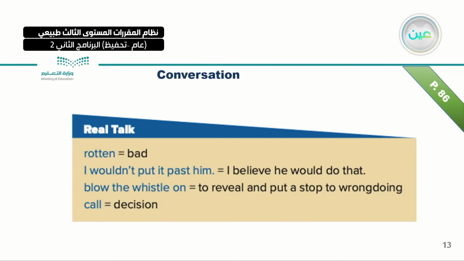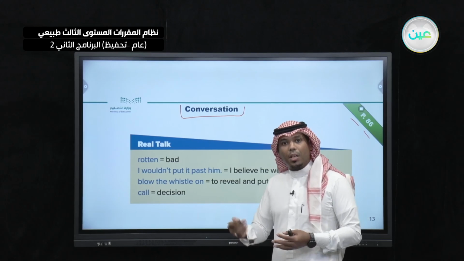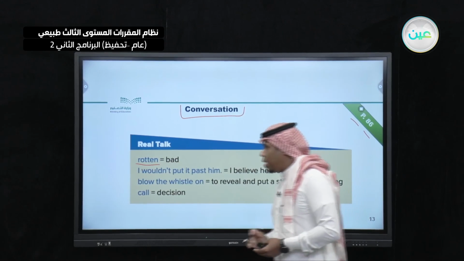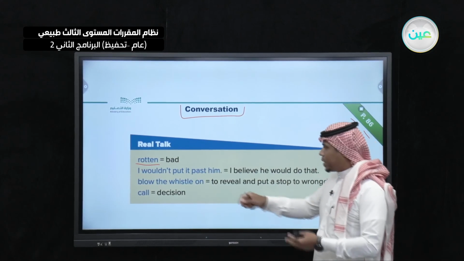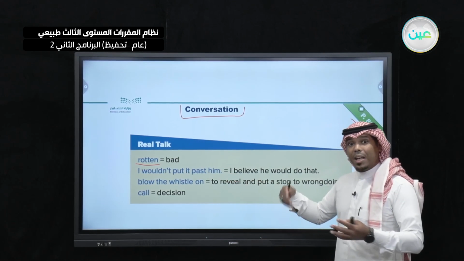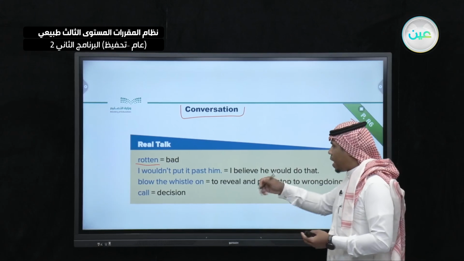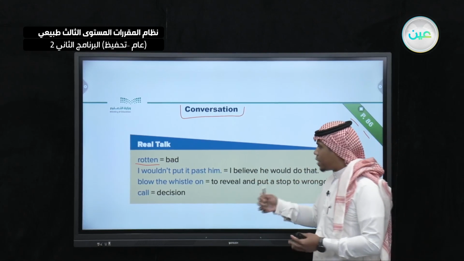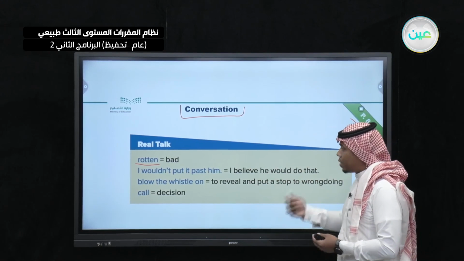Finally, we will move to conversation, and on page 86, let's see the real talk and how we can use these words. For example, instead of saying bad, we would say rotten. And I wouldn't put it past him means that I believe he would do that, and I expect he would do that.